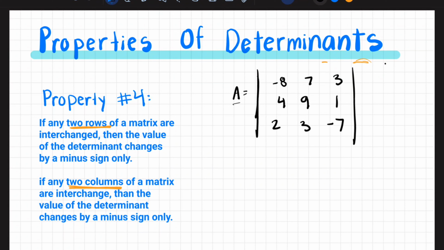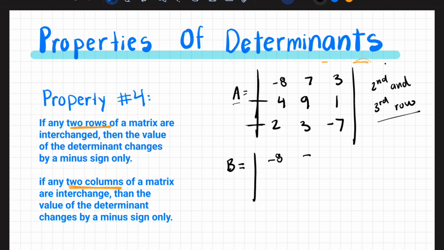All right, so now on to property 4. If any two rows of a matrix are interchanged, then the value of the determinant changes by a minus sign only. So once again, on the right, I have the same exact matrix from before. Now let us interchange two rows of that matrix. Let's interchange the second and third row. So this is the second row and this is the third row.